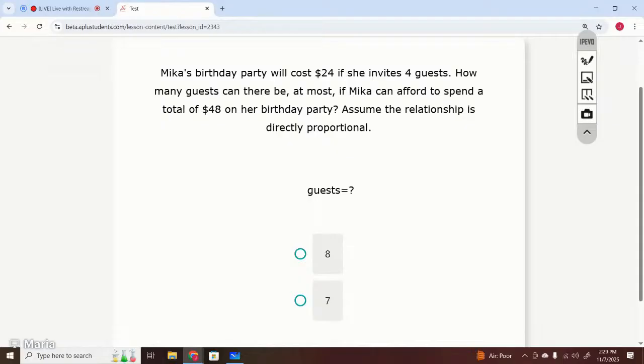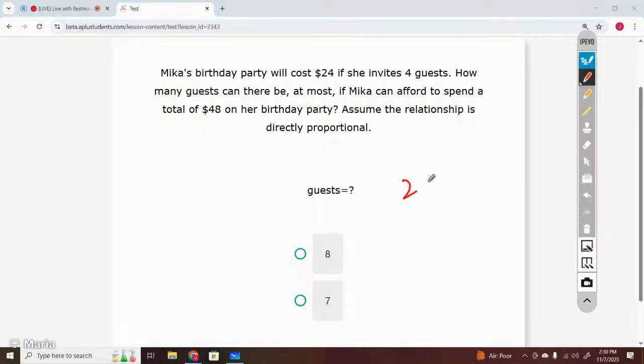Mika's birthday party will cost $24 if she invites 4 guests. So $24 for 4 guests. How many guests can be there at most if Mika can afford a total of $48 on her birthday, so 48 over, and n is the number of guests.